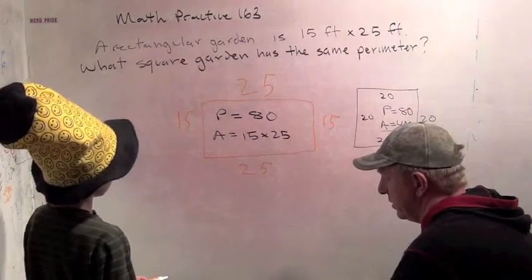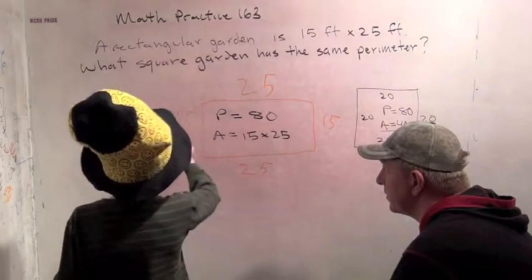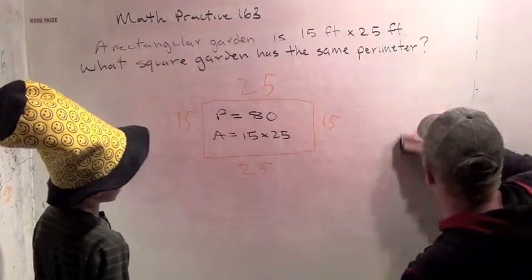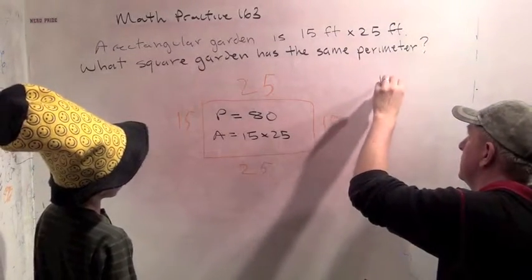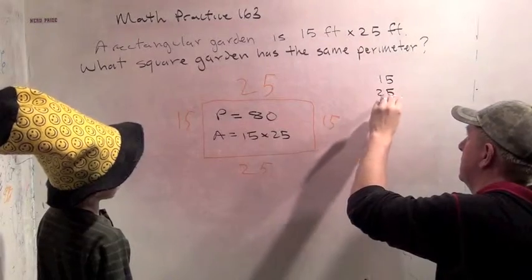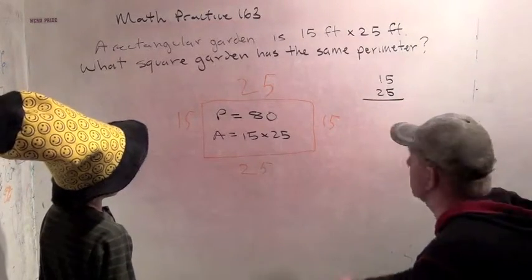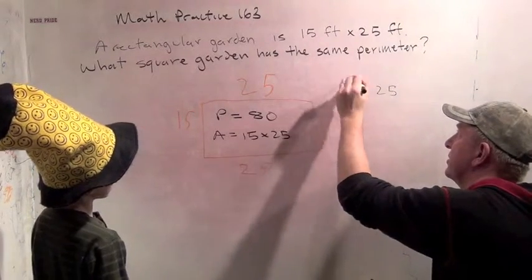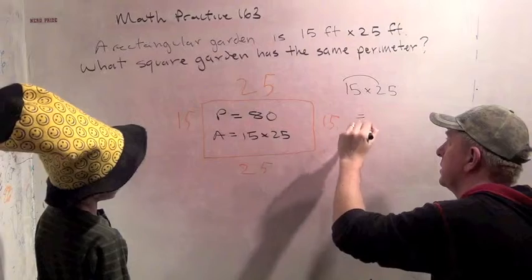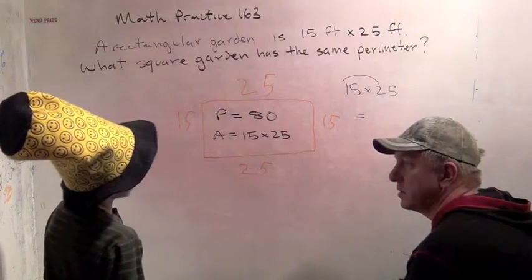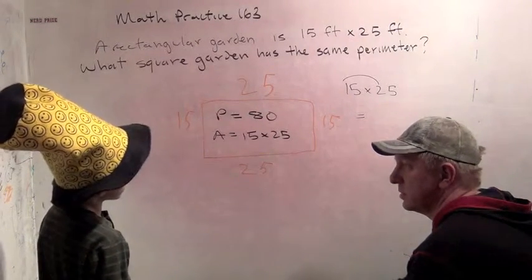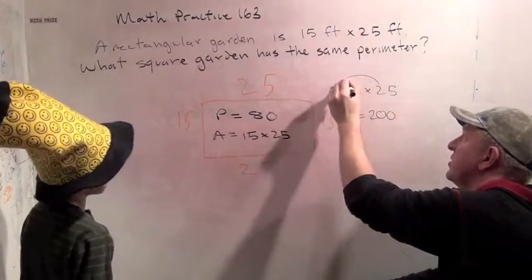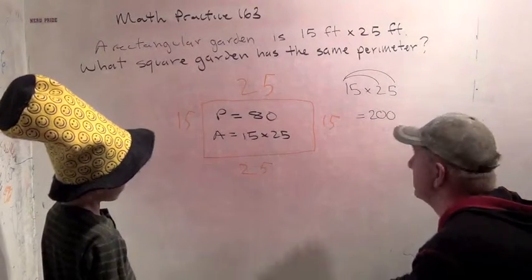Well, 10 times 20. Actually, you're going to do it this way. 15 times 25. So first you're going to do 10 times 20, which is what? It's 200. Right. 10 times 20 is 200. Now you have to do 10 times 5. 10 times 5 is 50.